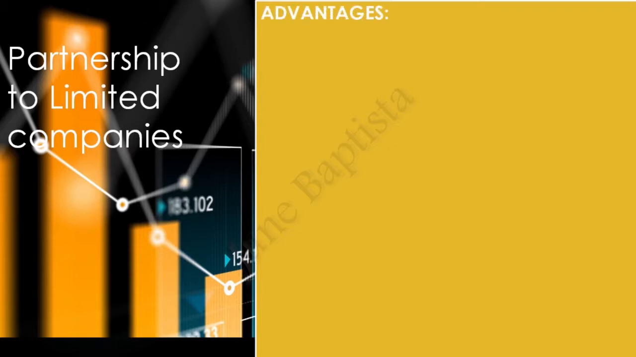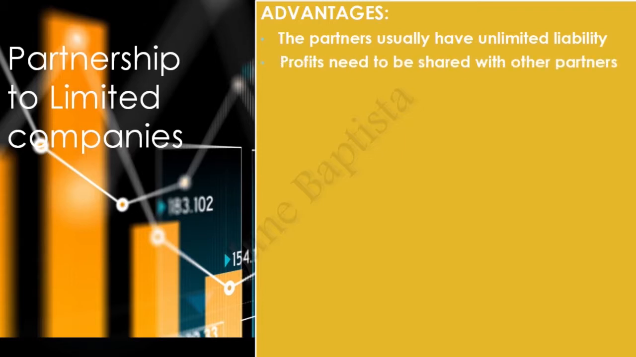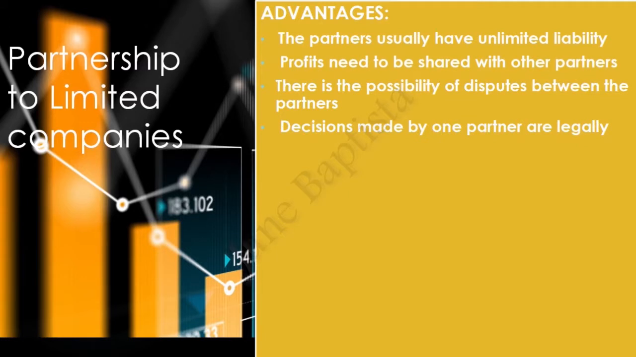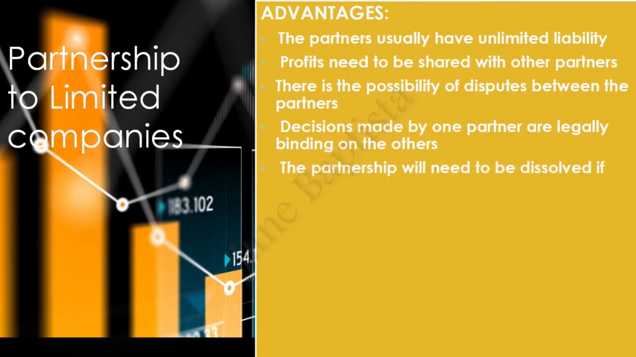The advantages of doing so are the disadvantages of a partnership, and they are: partners usually have unlimited liability. In a company, they will have limited liability. Profits need to be shared with other partners. There is a possibility of disputes between the partners. Decisions made by one partner are legally binding on the others. The partnership will need to be dissolved if a partner dies.